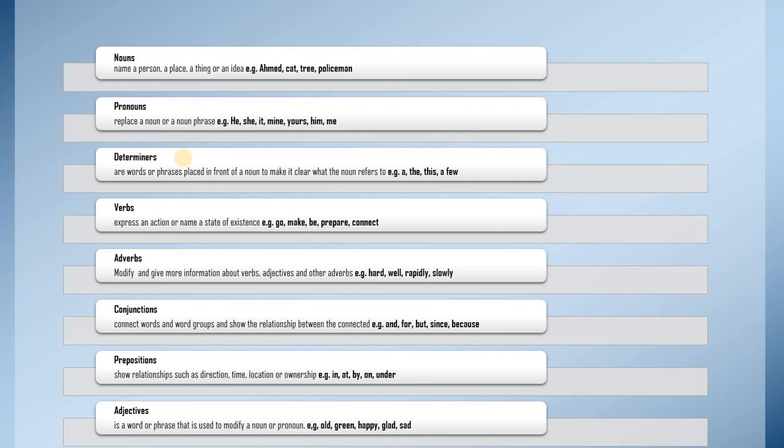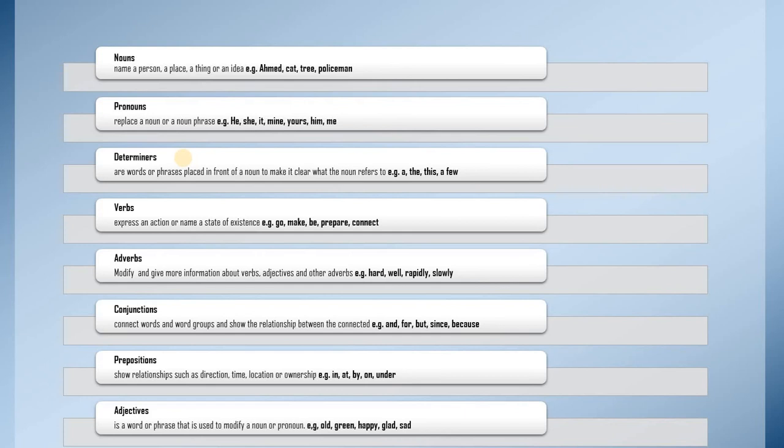Verbs are also words, and it is the largest group in the parts of speech. The words express an action or name a state of existence. Examples: go, make, be, prepare, and connect. So it can express the action. For example, I say I go to the school. There is an action, the action of going. But when I say I am happy, here there is no action, here there is a feeling, a state of being.